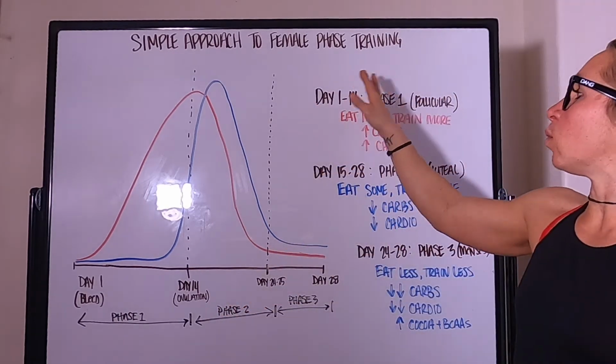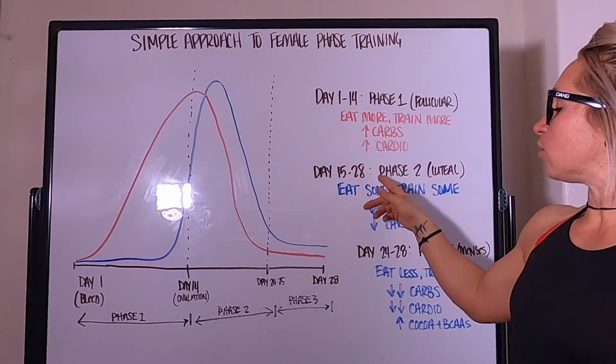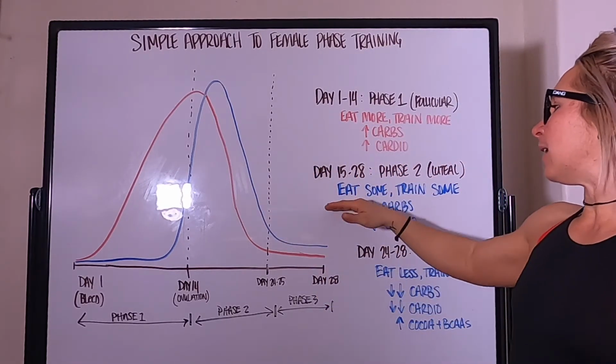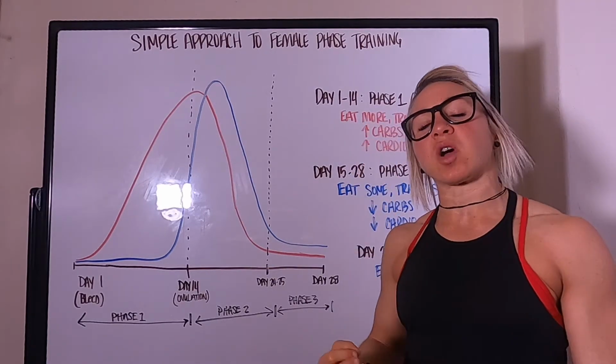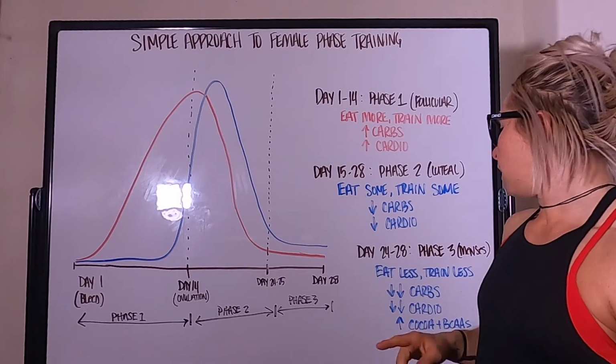So phase 1, eat more, train more, carbs, more cardio. Day 15 to 28, that's phase 2. Eat some, train some. We're going to pull down those carbs, and we're going to pull down on the cardio and switch that to HIIT training.